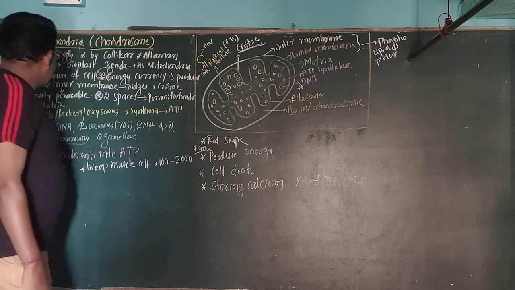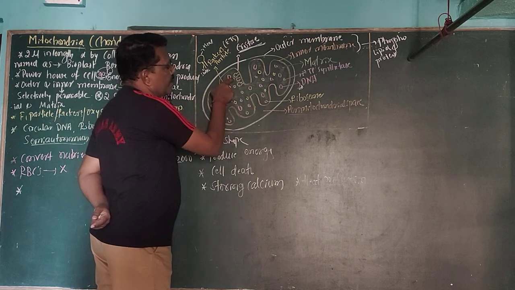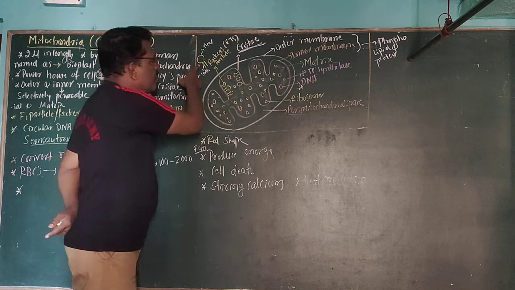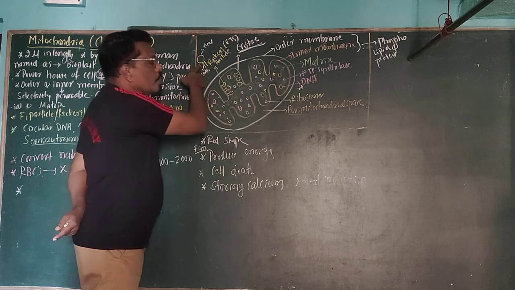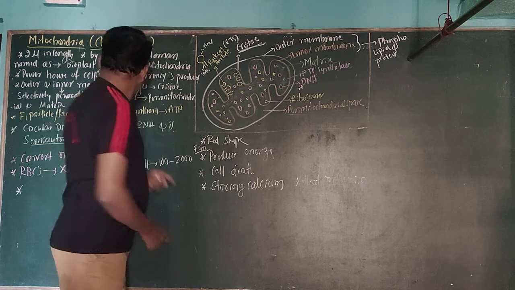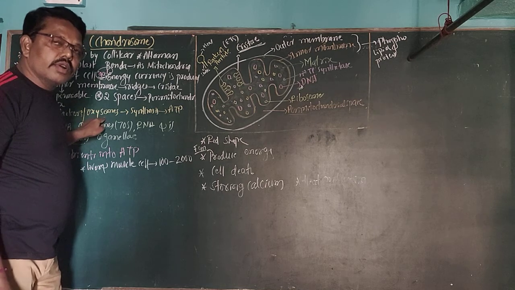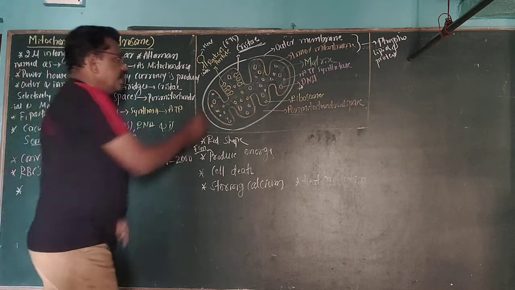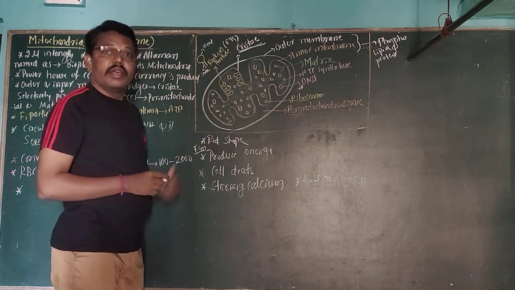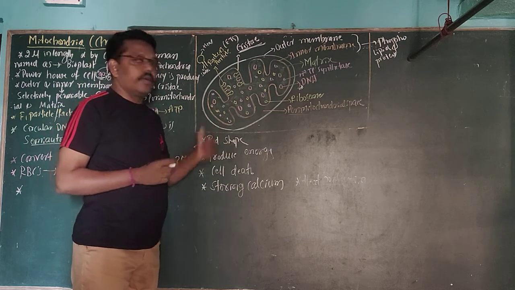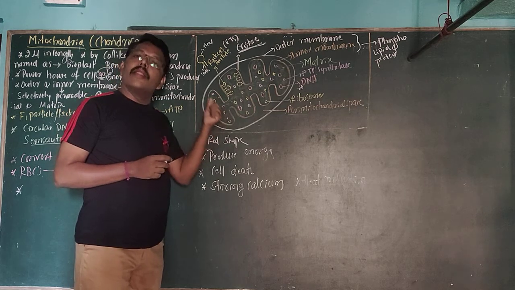On the surface of the cristae, you will see some particles. Those are called Racker's particles, or F1 particles, or oxysomes. These help in the synthesis of ATP, adenosine triphosphate. Here the electron transport system takes place, and oxidative phosphorylation takes place within the mitochondria.